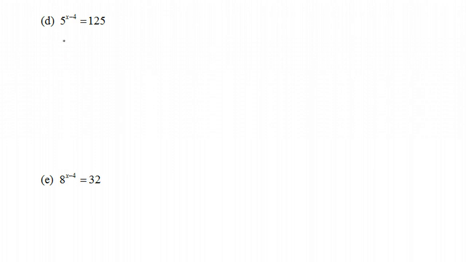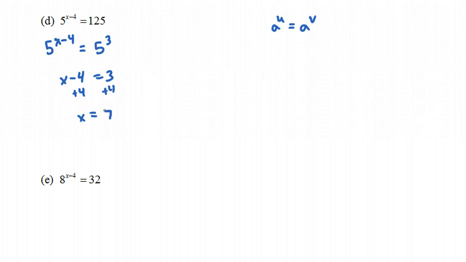Okay, part D, we have 5 to the x minus 4 is equal to 125. Now notice, in order to apply the fact, we needed to have a to the u is equal to a to the v. The base had to be the same. Notice we have 5 here. We have 125 to the 1. But actually, we can rewrite 125 as 5 cubed. So 5 to the x minus 4 is equal to 5 cubed. Well, that means that x minus 4 would have to equal 3. Adding 4 to both sides, we'll see that x is equal to 7. Okay, and you can check that for yourself if you plug in 7 for x. 7 minus 4 is 3, and 5 cubed is equal to 125.